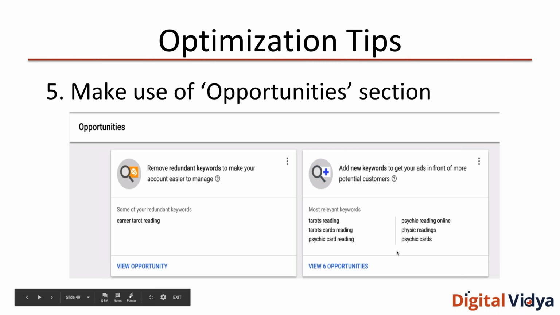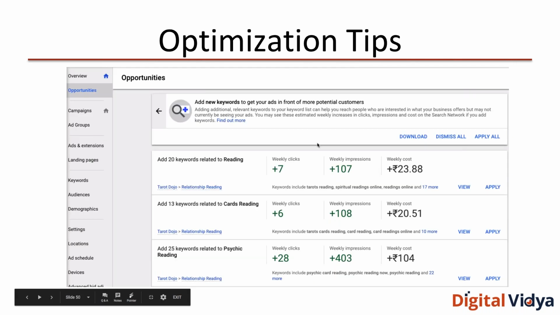Then there is one section in your account called opportunities. Once your campaign is live and running, this opportunities section will start showing you certain suggestions. These are some of the opportunities which I was getting in my account. There will be suggestions about removing certain redundant keywords. There will be suggestions about adding new keywords. If I click on this, it will show me more details like this.